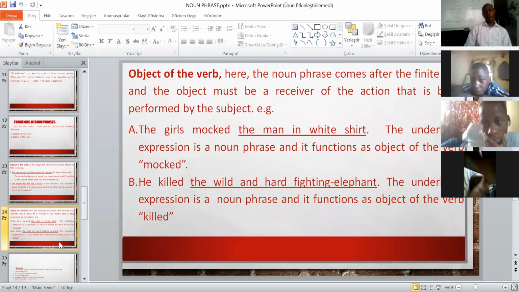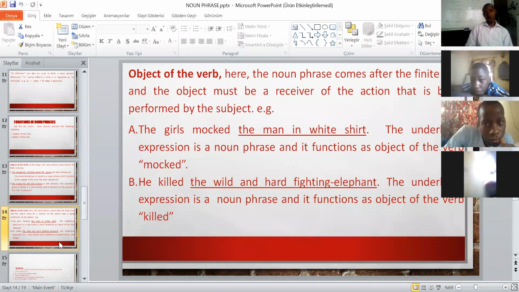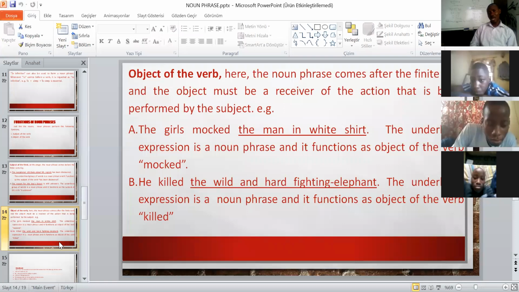You can see, mocked is a verb. So the man in white shirt is a noun phrase. We call this kind of noun phrase one that functions as object of the verb mocked, the man in white shirt. So an action is being performed on the man. The girls carried out the action, and the action is being performed on the man.